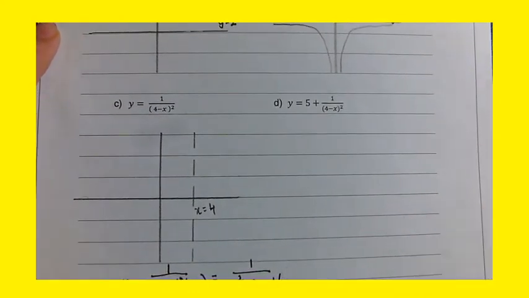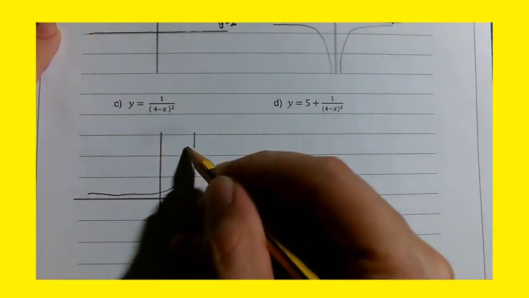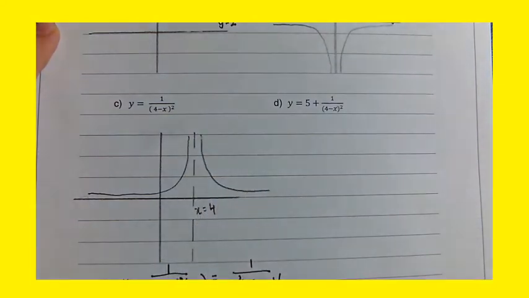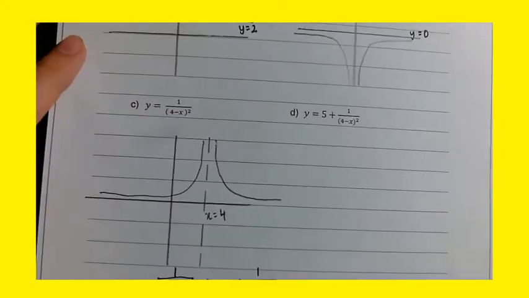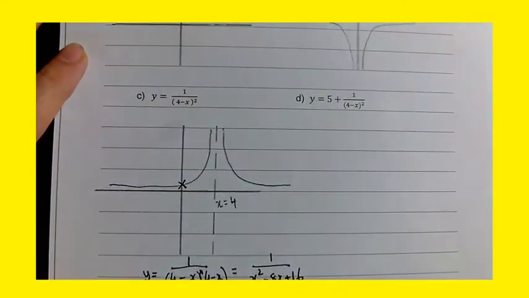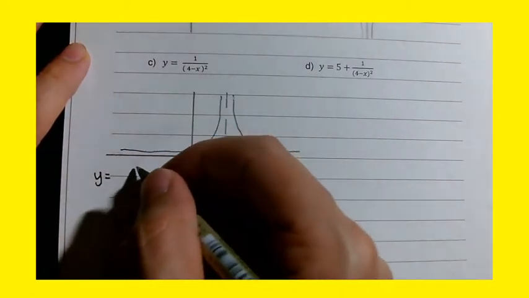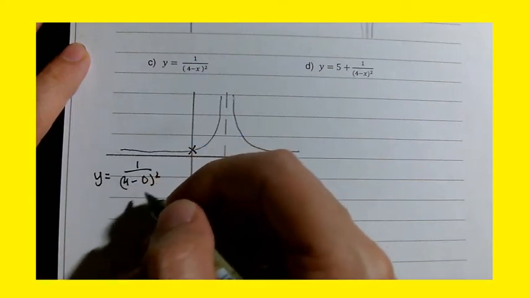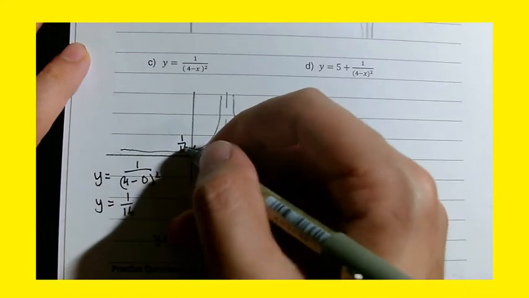So the graph will still have its behavior around that asymptote. Okay, should be a bit straighter here, but that's fine. Now obviously it cuts the y-axis at a certain point. To find out where any graph cuts the y-axis, you put in x equals 0 and you get 1 over 16. So it's going to cut out 1 over 16 here.